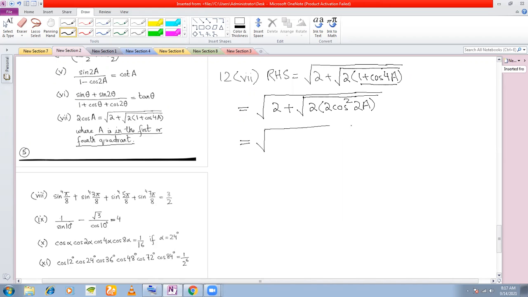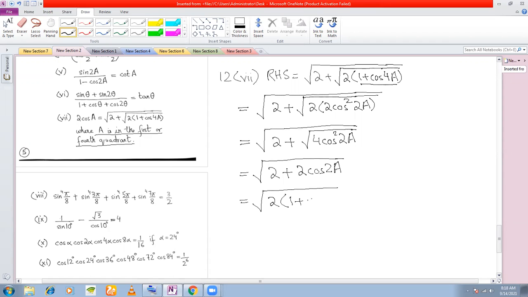Next, square root of 2 plus square root. Now 2 into 2 cos square 2a will become 4 cos square 2a. So this becomes square root of 2 plus 4 cos square 2a, and square root of 4 cos square 2a is nothing but 2 cos 2a. Now, within the radical, you take 2 common. You are left with only 1 plus cos 2a.